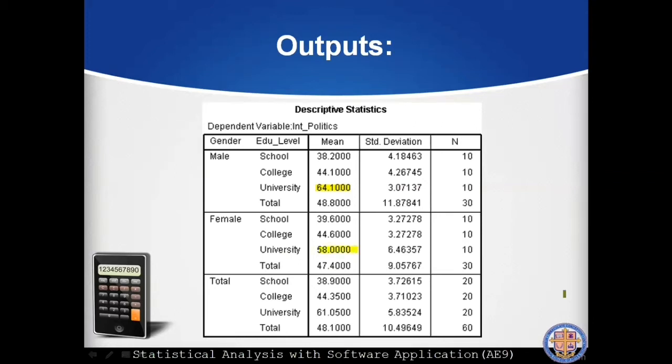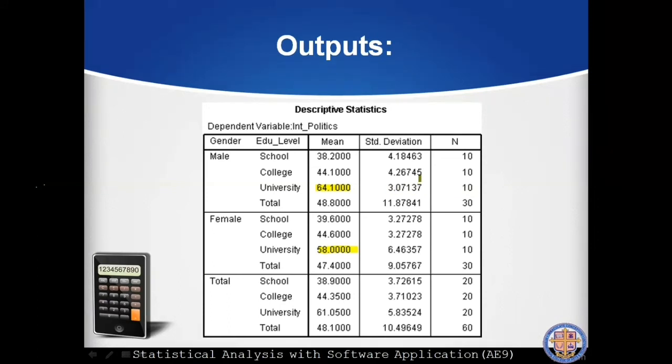Okay? In terms of gender male and from the three educational levels, we may say that the data, the scores are more compressed or more closed from the university. Diba? Nakita nyo yung standard deviation, mas mababa yung value dito sa taas, 3.07.